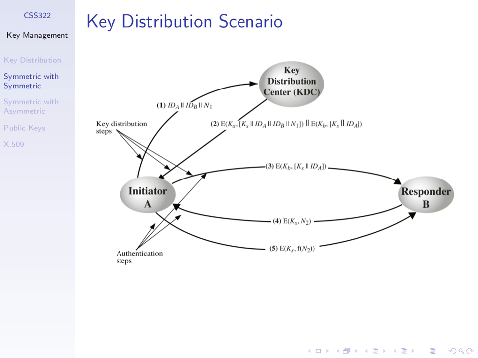Because if the five steps don't complete successfully, neither user will trust those values which we exchange, and we'll have to start again or report some problem. So that's one example of how we use a trusted third party, a key distribution center, to exchange shared secret keys, a session key, KS. It works okay.